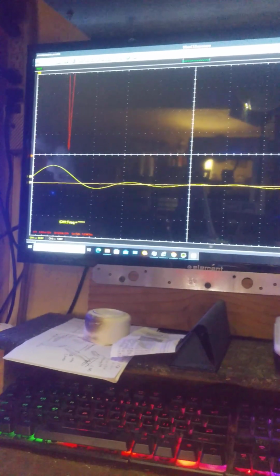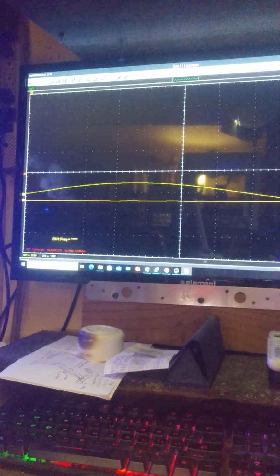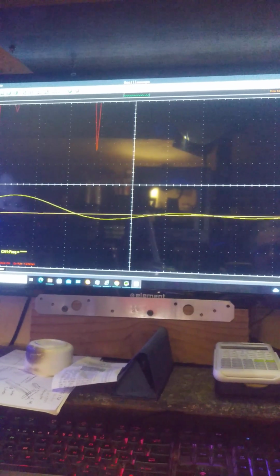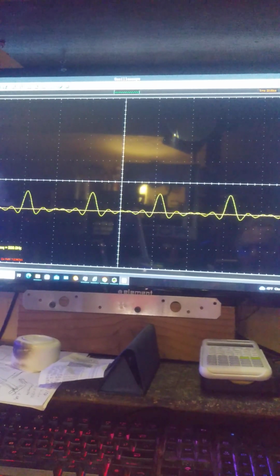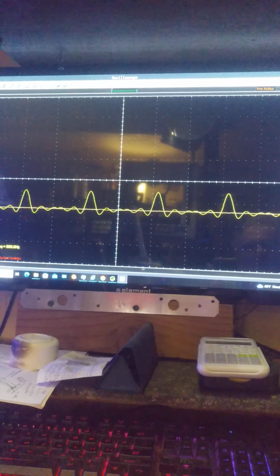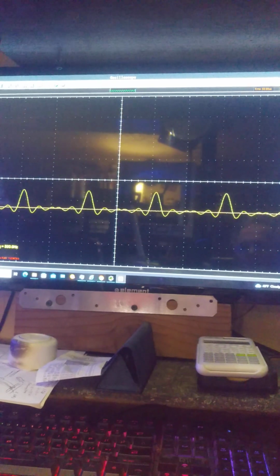So yeah, this thing has some serious limitations if you want to use it as some kind of general piece of test equipment. It's certainly not 500 hertz.